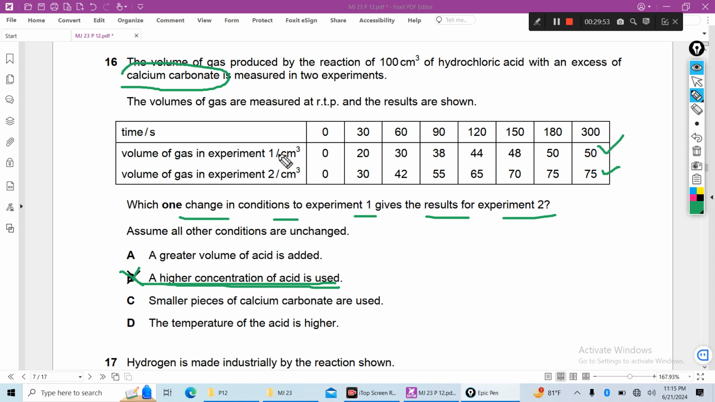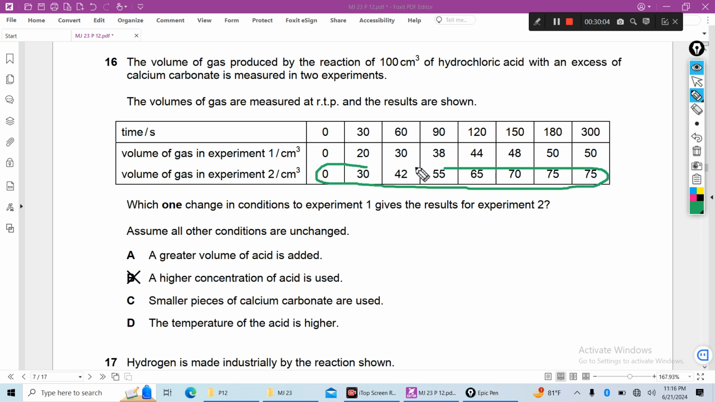If in experiment 1 you use more concentrated hydrochloric acid, then you will get experiment 2 result. That means more volume of gas will be produced.